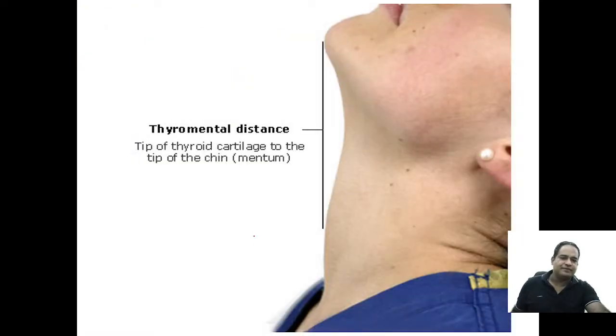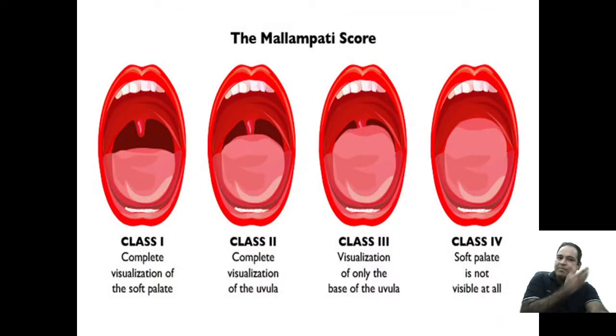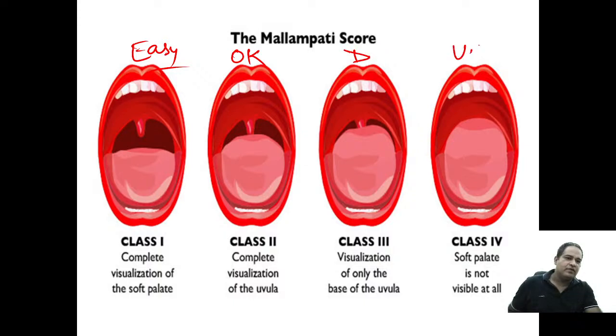Thyromental distance, right? Malampatti score. So here it is easy, it is okay, difficult, very difficult, or next to impossible. That is the Malampatti score.